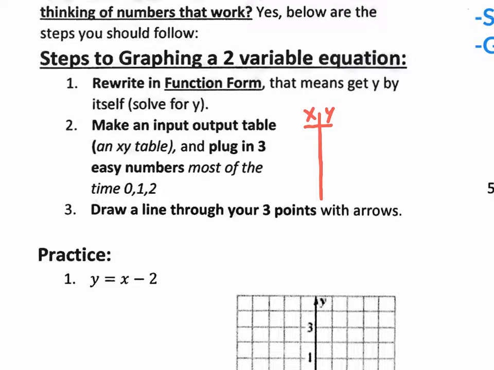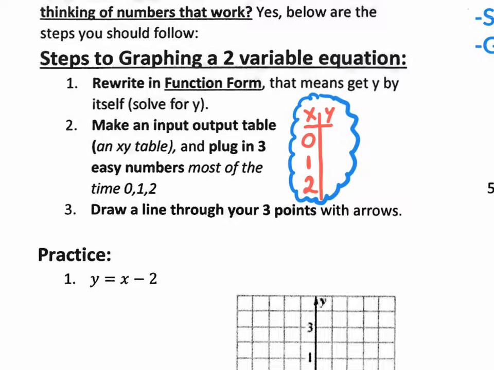It's an XY table. And we're going to plug in 3 easy numbers, and we're going to plug them into the X side to the left. So we're going to plug in 3 easy numbers, most of the time 0, 1, and 2. So we need to know that step 2 is writing our XY table or input-output table and plugging in 3 easy numbers, most of the time 0, 1, and 2.